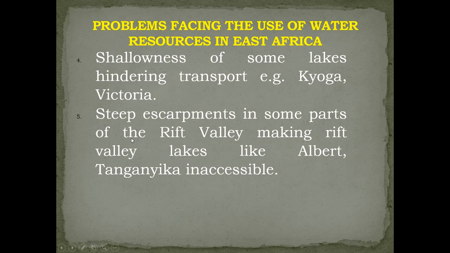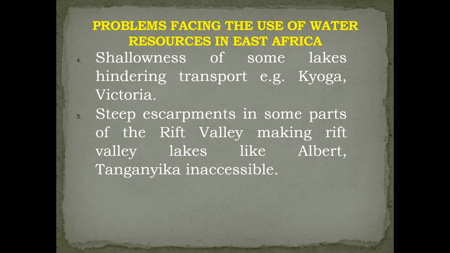Then some of these water bodies are bordered by steep escarpments, especially the Rift Valley lakes, because we say the Rift Valley is surrounded by steep sides which are called escarpments, and the Rift Valley lakes are found at the bottom of these rift valleys. So where the escarpments are too steep, these lakes cannot be easily accessed, especially Lake Albert and Lake Tanganyika. This is one of the problems hindering economic activities on Lake Albert.